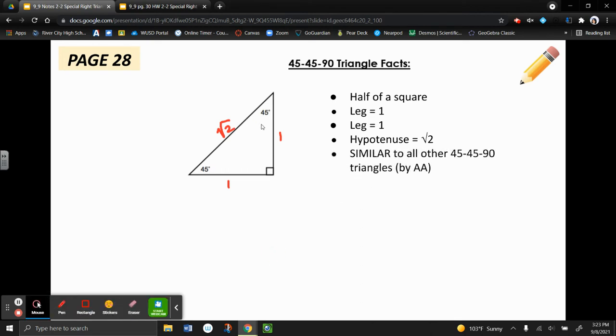Just like with 30, 60, 90 triangles, 45, 45, 90 triangles are similar to all other 45, 45, 90 triangles through angle-angle, which means that we're going to be able to use similarity to solve for missing sides of a 45, 45, 90 triangle.